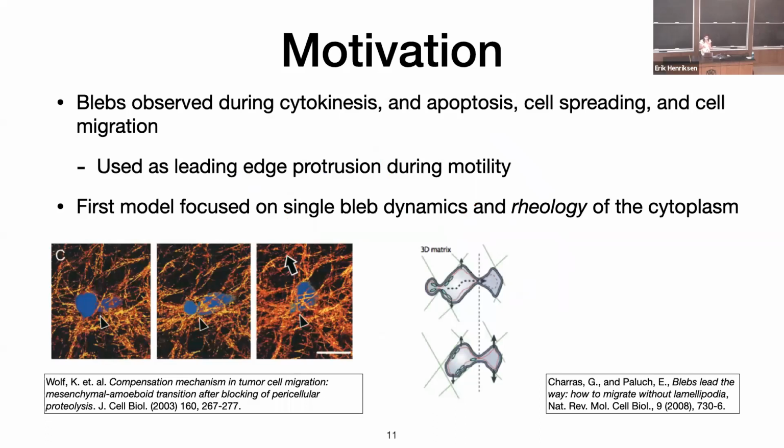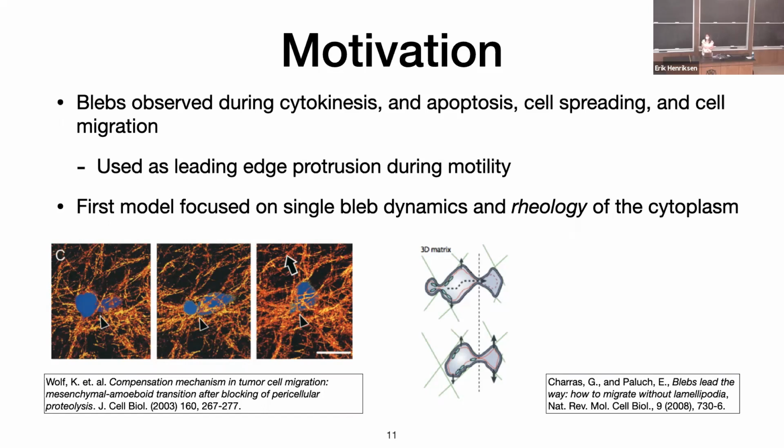Okay, so why study blebs? The main motivation is cell migration, and blebs are observed during other processes, such as cytokinesis, which is a division of the cytoplasm during mitosis, and apoptosis, which is programmed cell death. When cells aren't happy, experimentalists say they'll bleb, and that probably has to do with the amount of myosin in the cell. Also cell spreading, which is when you take a cell and put it on a cover slip. But my main purpose is cell migration, meaning that it's used as a leading edge protrusion during cell migration.